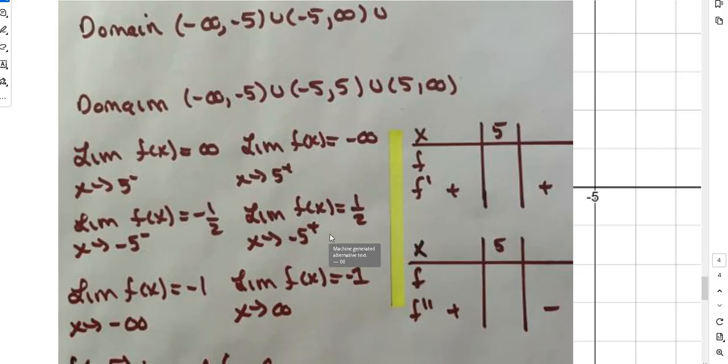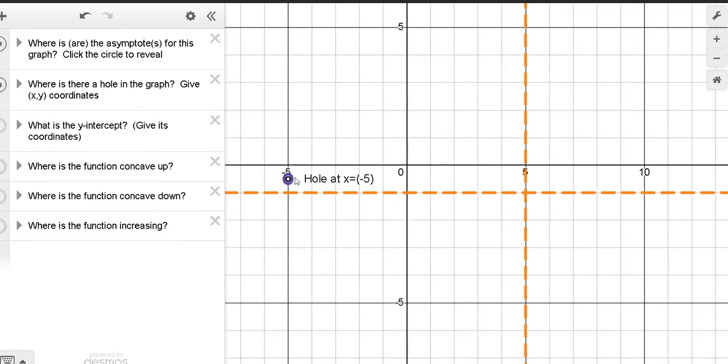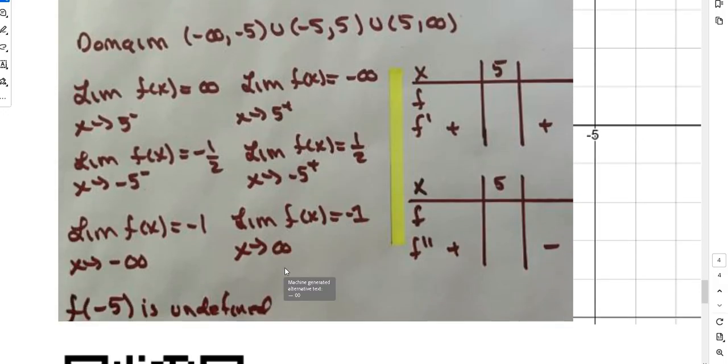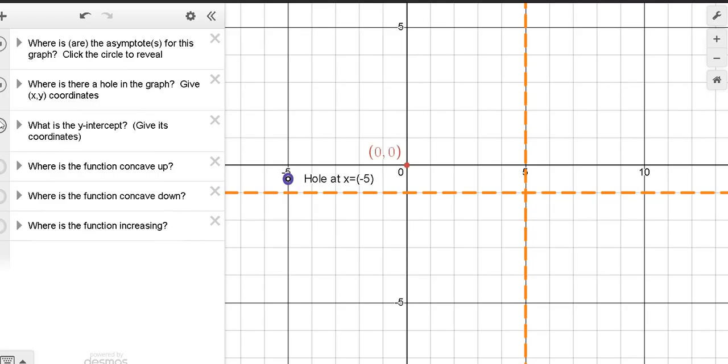So what's going on at that point? Well, at negative 5, the function is undefined, but the limits still exist, right? What that's saying is that you've got a hole in the graph. So let's take a look at that hole in the graph. That hole is going to be right there at negative 5 and negative 1/2. So, okay. Y coordinates. How do you find the y coordinate of a graph? Yeah, plug in x equals 0. I think we're just going to have to go with plug in x equals 0 this way, 0, 0.